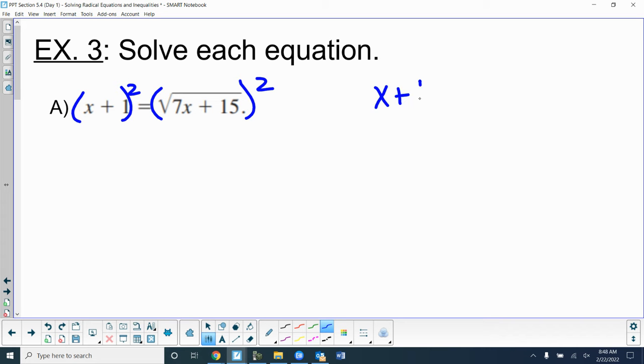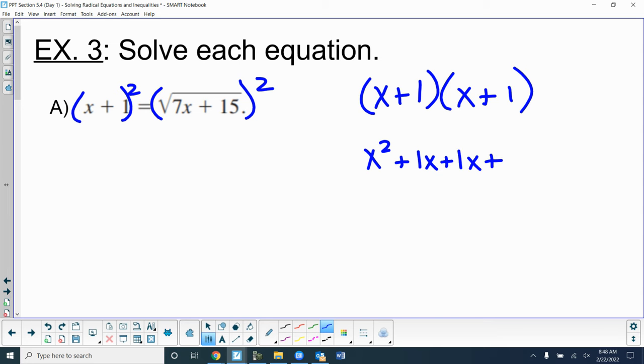X plus 1 squared means this, right? So like somebody said, you have to FOIL it. Write it twice. FOIL it, right? So we got x squared for first, outside 1x, inside 1x, last 1. So this becomes x squared plus 2x plus 1.